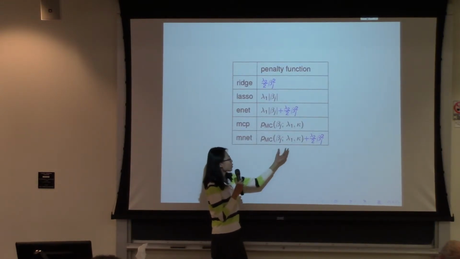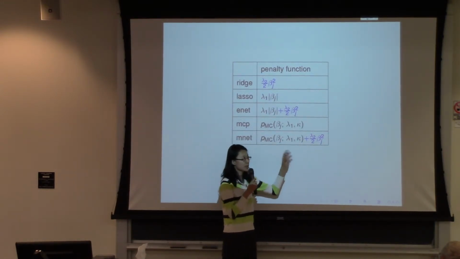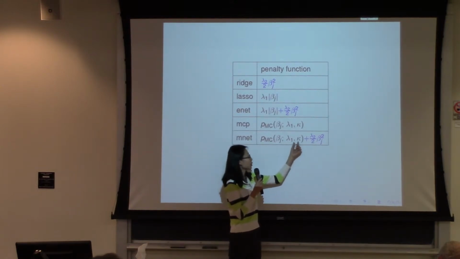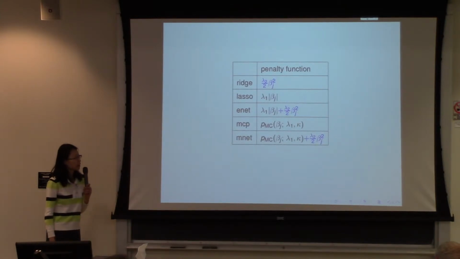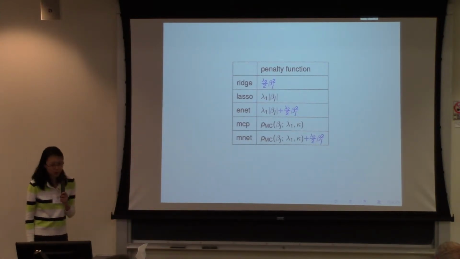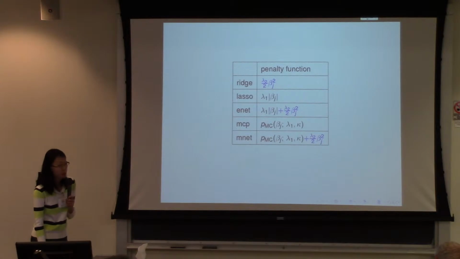But anyway, there are 3 hyperparameters involved: penalty parameter number 1, number 2, and some kappa, which is a value in between 0 and 1. So there are 3 things you need to decide to use this penalty function.